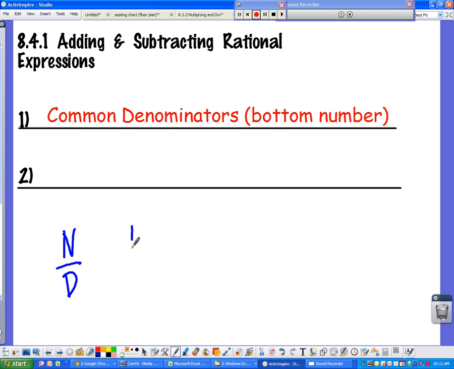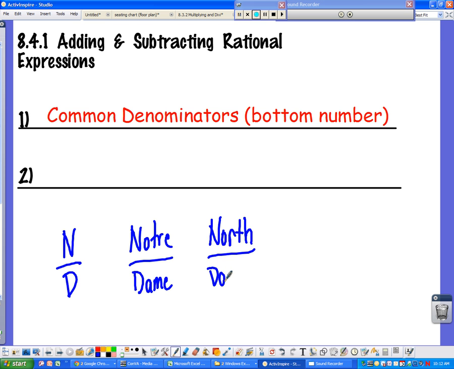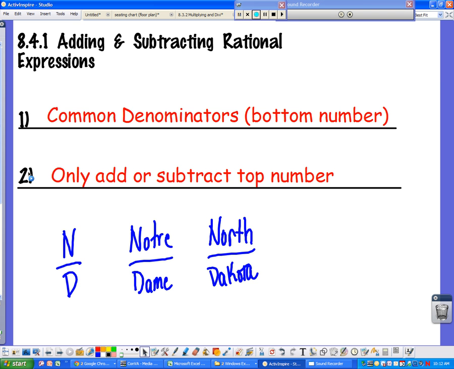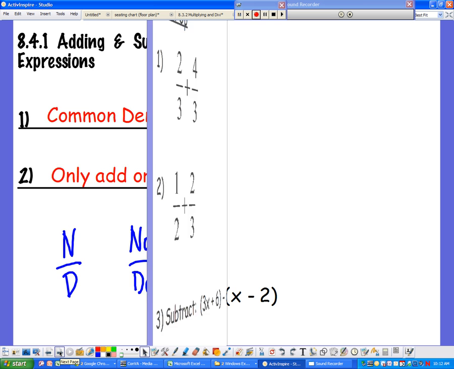Easy way to remember that is either Notre Dame or you can remember North Dakota. And remember, the denominator is on the bottom. So the bottom number is the one that we're looking to get the same, okay? And then you keep the denominator the same. It doesn't change. You're only going to add or subtract the top number, okay? All right, so let's take a look at some basic fractions before we get started.